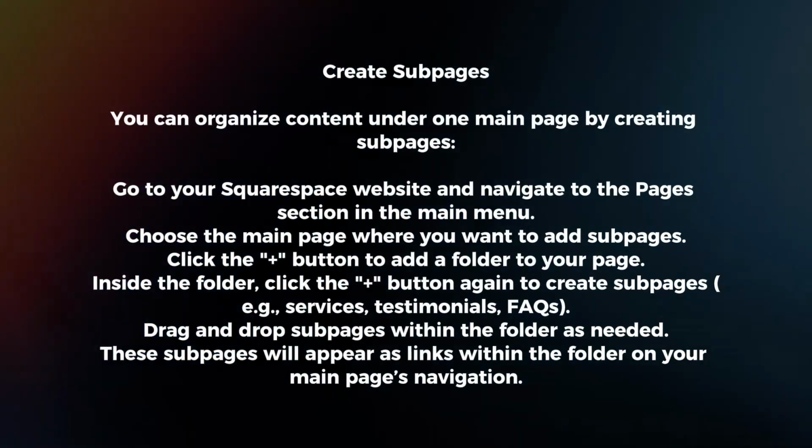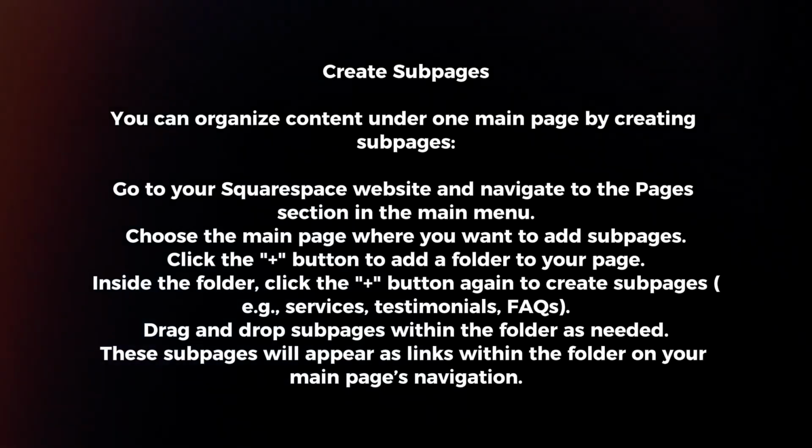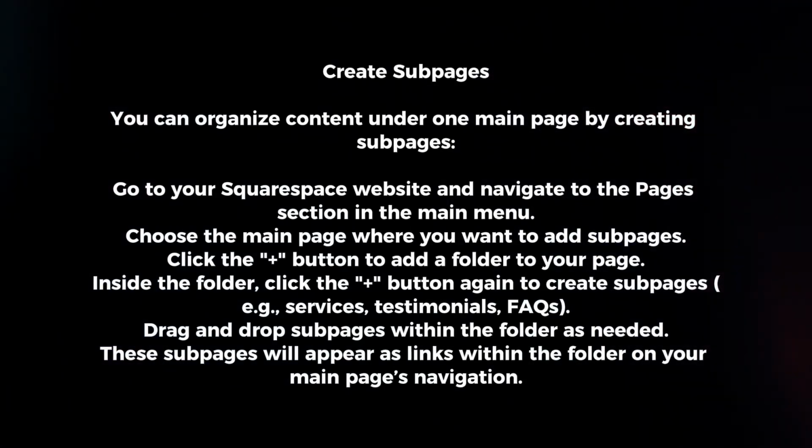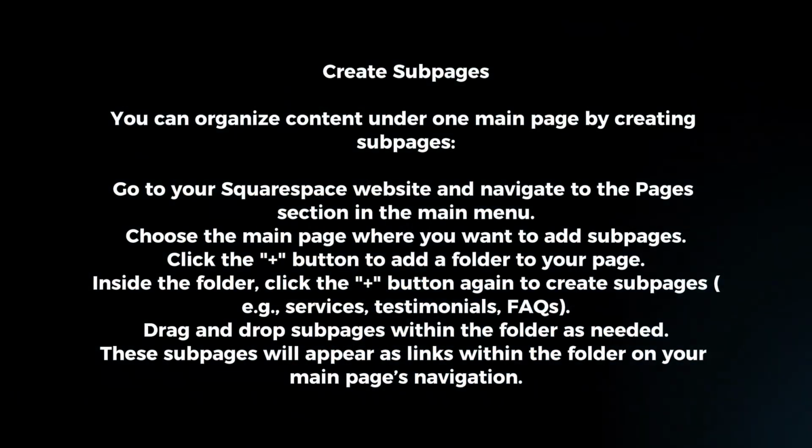Go to your Squarespace website and navigate to the Pages section in the main menu. Choose the main page where you want to add subpages. Click the plus button to add the folder to your page. Inside the folder, click the plus button again to create subpages.